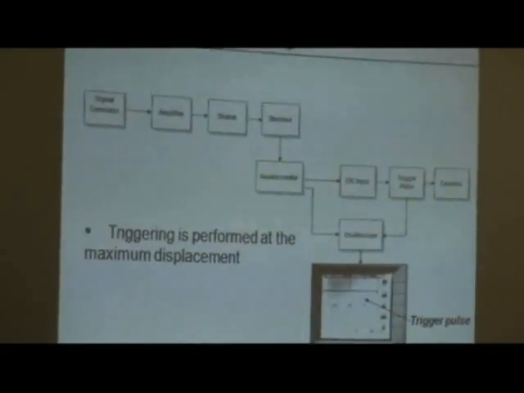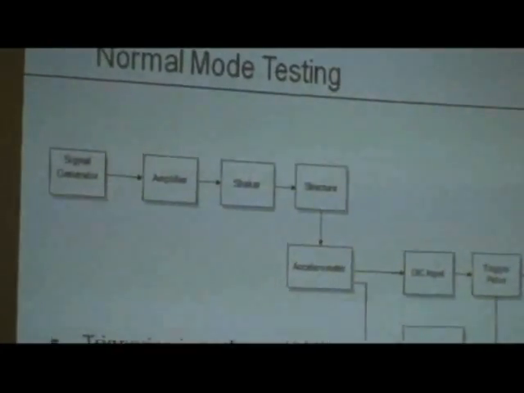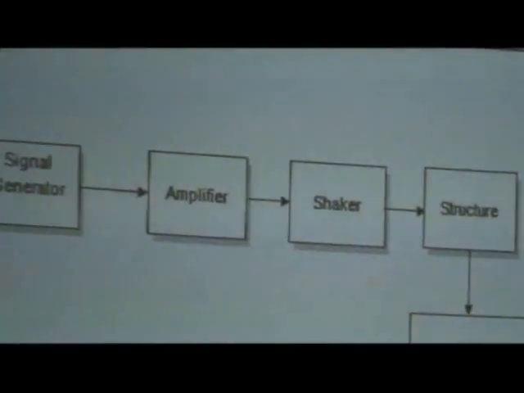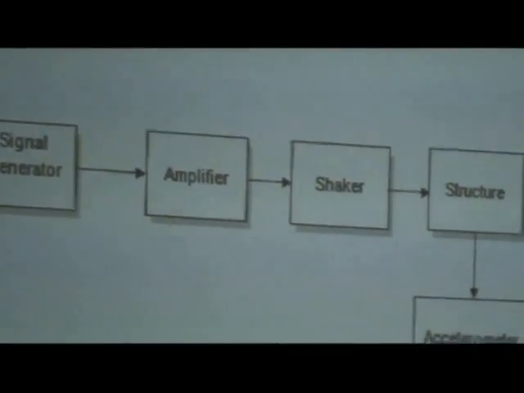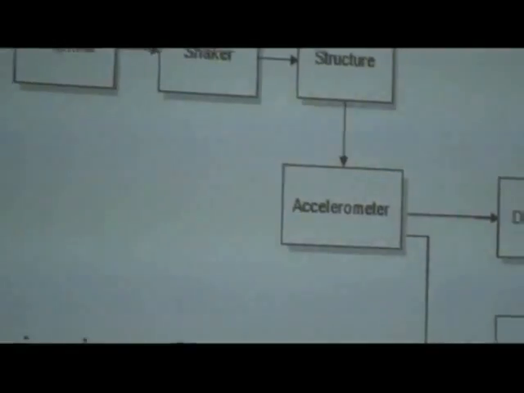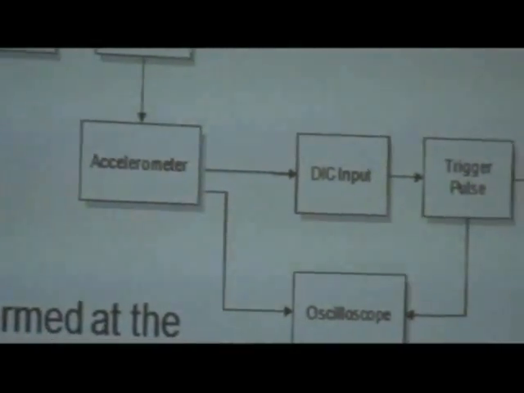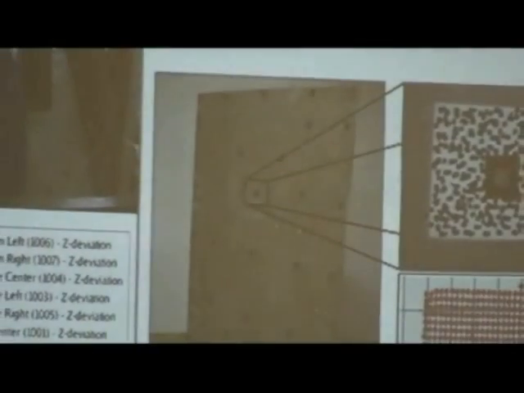Another thing that you can use this for is what's called normal mode testing. If it's vibrating, and this is the accelerometer signal, we can trigger off this peak. We can trigger at that cycle, take one image, and with that we have the entire image. We have the normal mode for that structure, and I'm going to demonstrate that in a second.